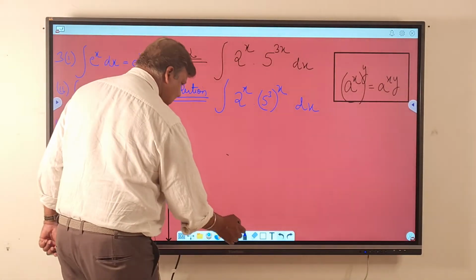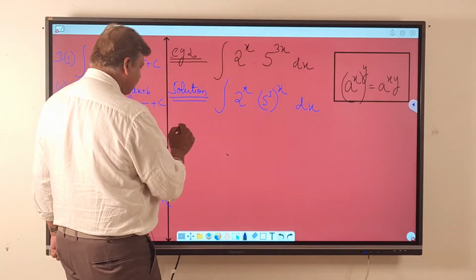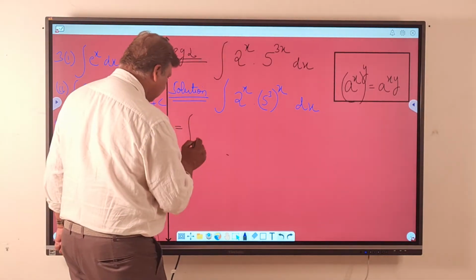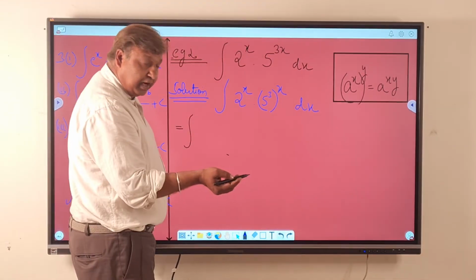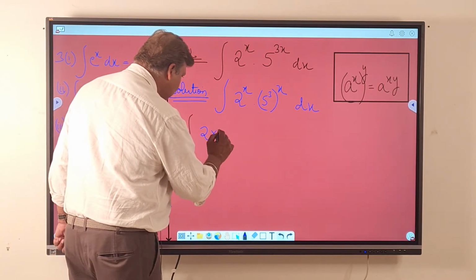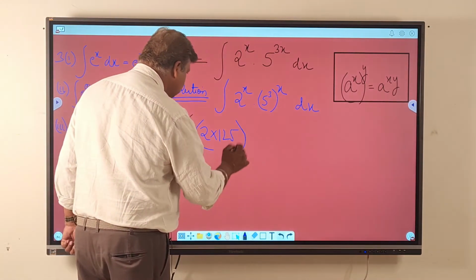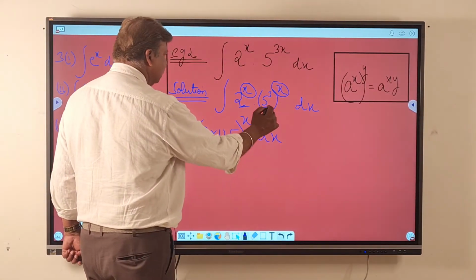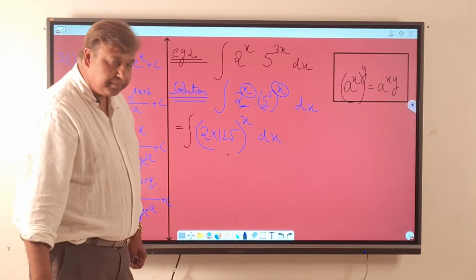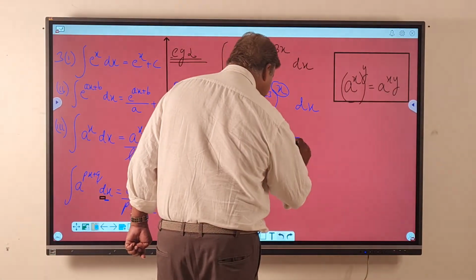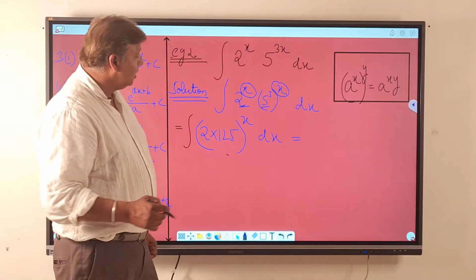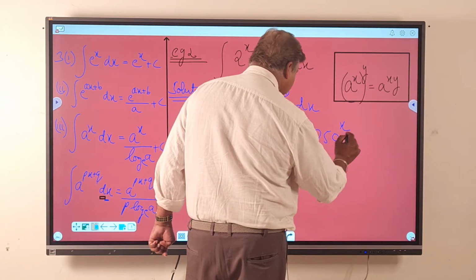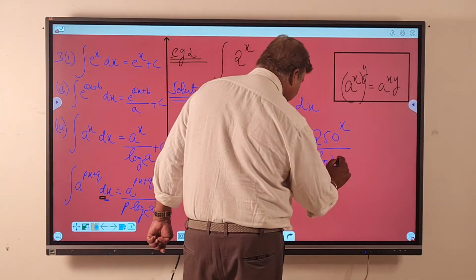So this is what we can handle. Now, this is reduced to what we can handle as of now. We'll have 5 cube as 125. So (2 into 125) whole raised to power x. Can I write like this? Because x is the common power to both of these terms, so I can write like this. Isn't that right? So it would be 125 into 2 is 250. So 250 raised to power x upon ln of 250.